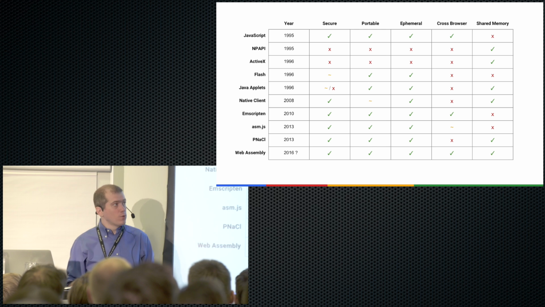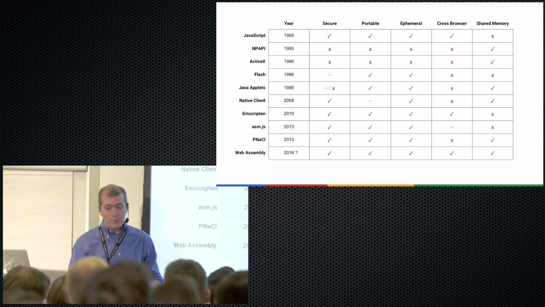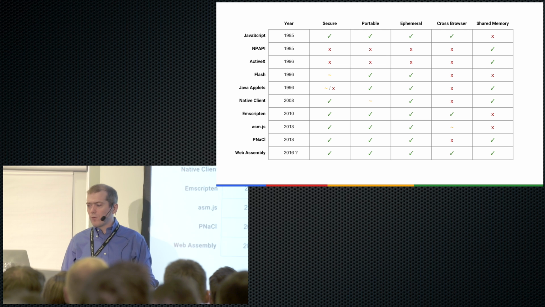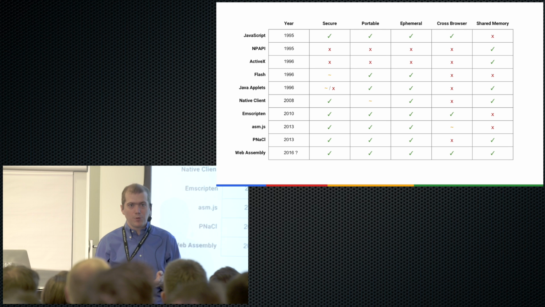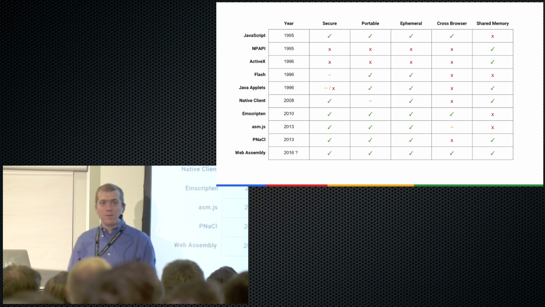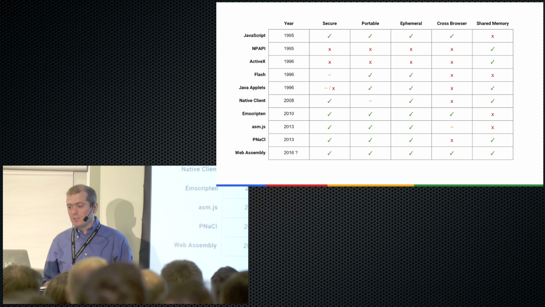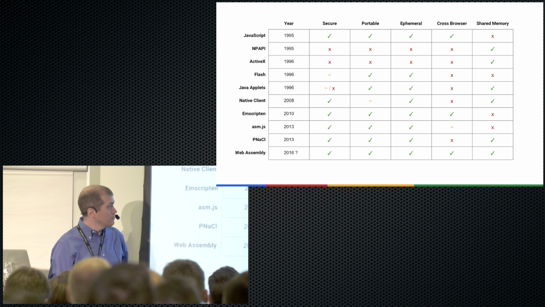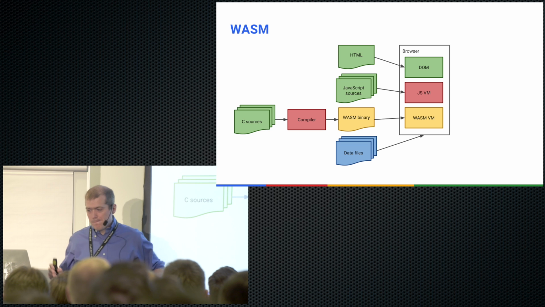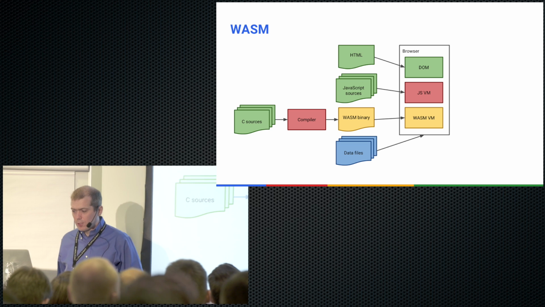Then if you look at the right column, this is the one that particularly interests me: there's really no platform right now that both runs in every browser and supports shared memory multi-threading. And that's one of the big things making it easy to run native apps on the web. So WebAssembly, potentially. So enough history. How does WebAssembly actually work?